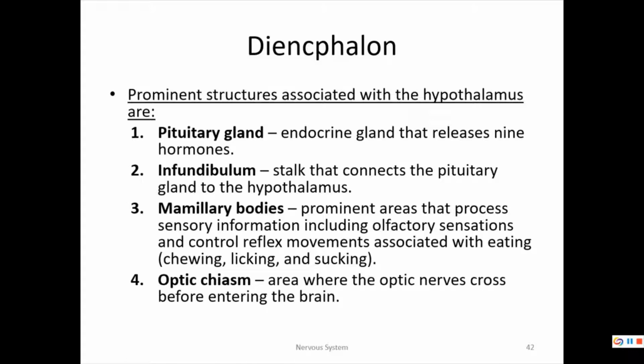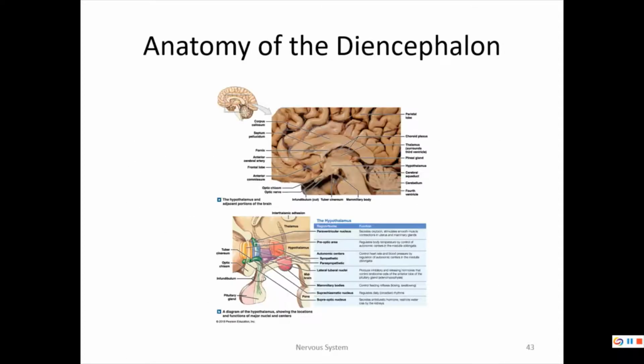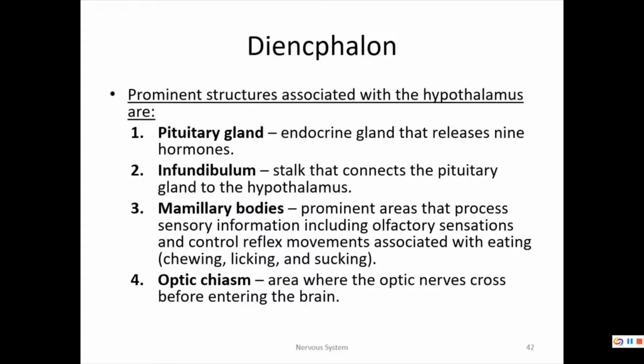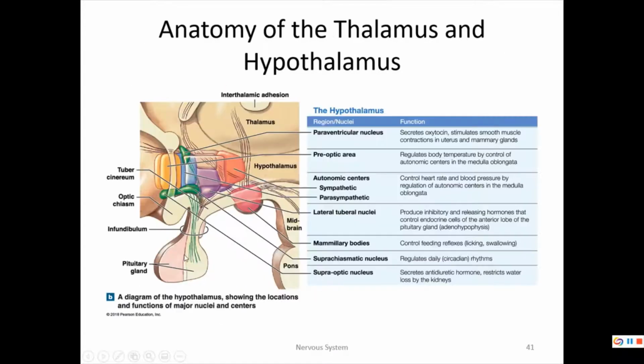The optic chiasm is where your optic nerves cross before they go into the brain. We'll talk about this more later, and I always teach the optic chiasm, how the nerves cross, and what's going to go on there. Now, as we go through this, you can see a few things here. The pituitary gland is seen very well here. Here we have our optic chiasm.